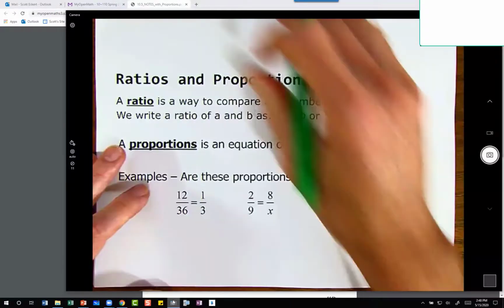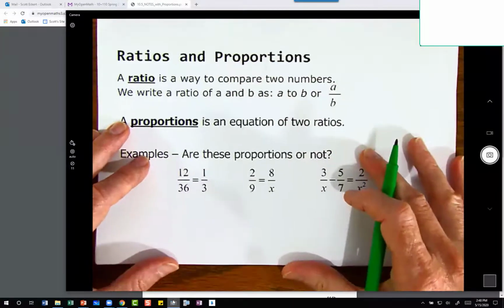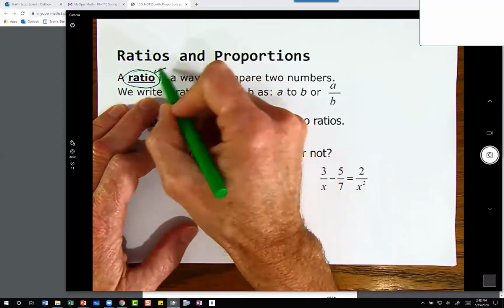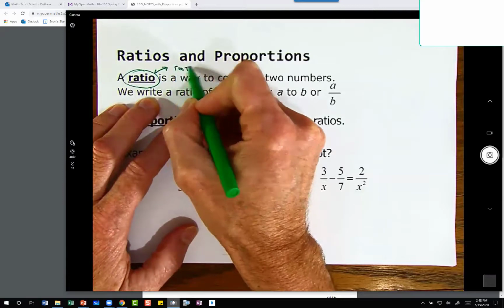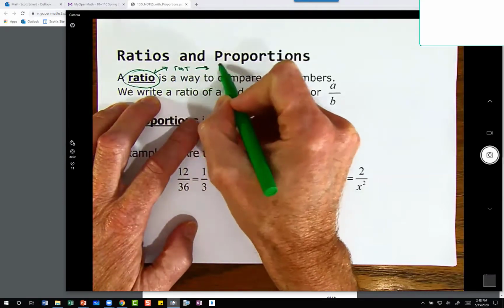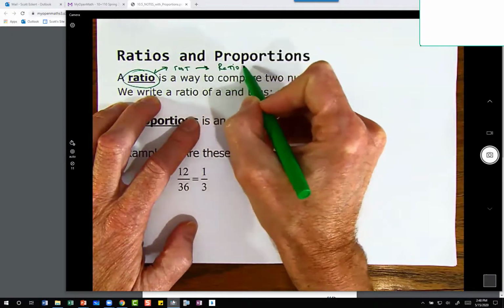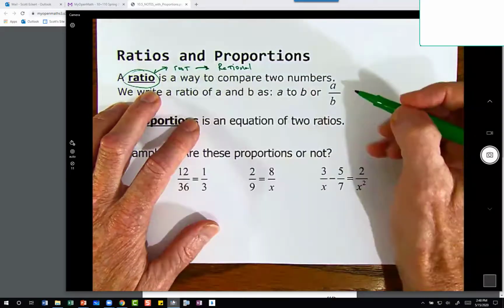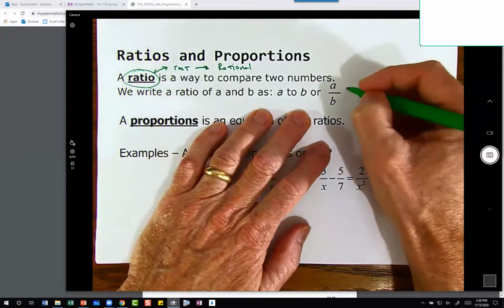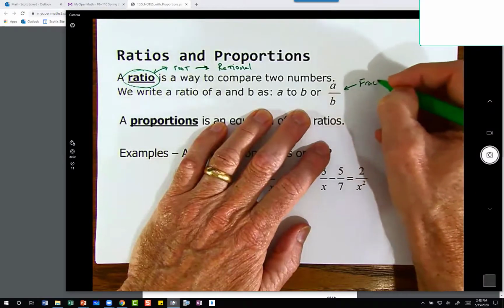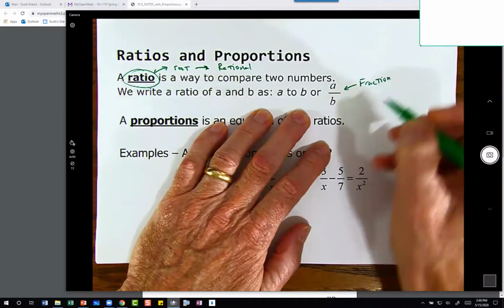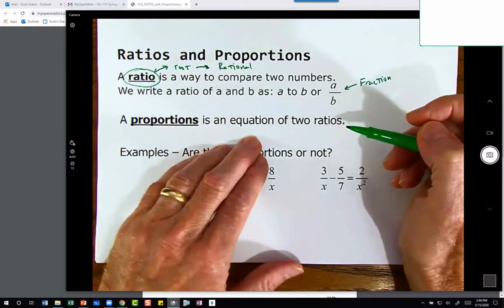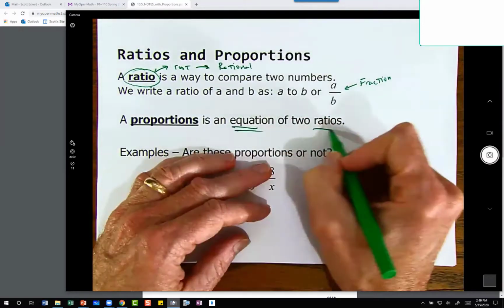So ratios and proportions, just some vocabulary. A ratio, we've talked about it before. That is the root of our word rational. When we talk about rational numbers, we're really talking about ratio numbers. And ratio numbers is just a name of a fraction. Okay, so a ratio is made up of a fraction. A proportion is an equation with two ratios.